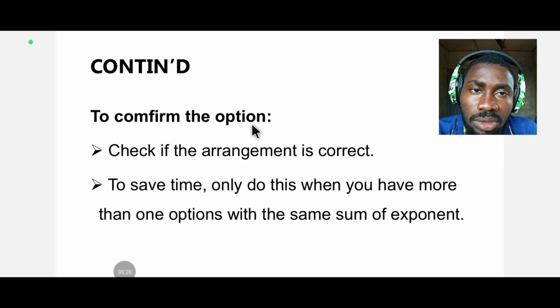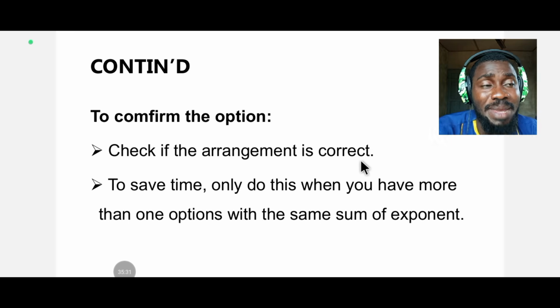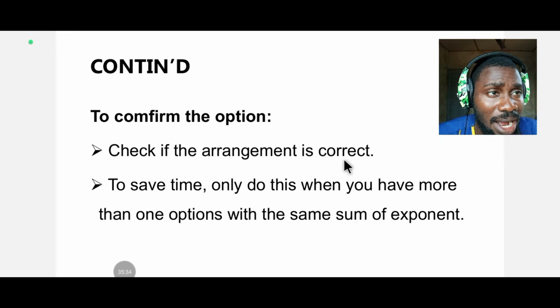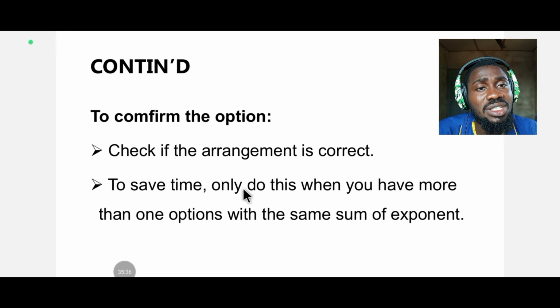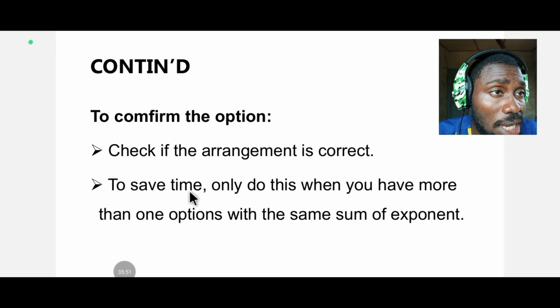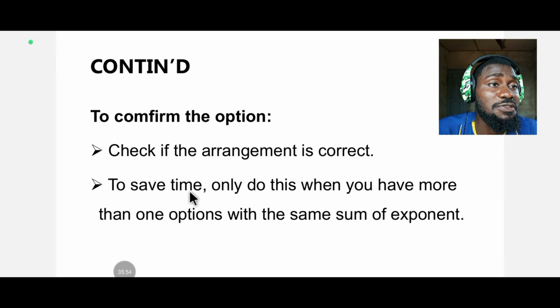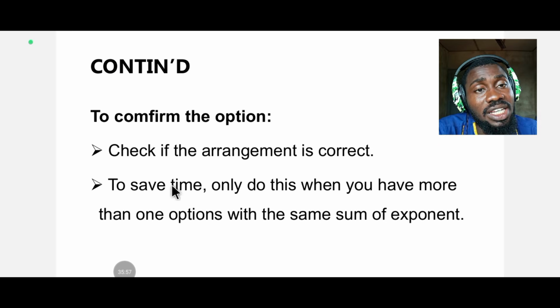To confirm the option, check if the arrangement is correct. Remember the normal arrangement we spoke about, the sequence. And what is the sequence? The sequence in the SPD diagram, following the oblique line from right to left. Check if the arrangement is correct. To save time, because you are in an exam condition, I am going to give you another method of checking it in a faster way, a faster method of checking if the arrangement is correct.